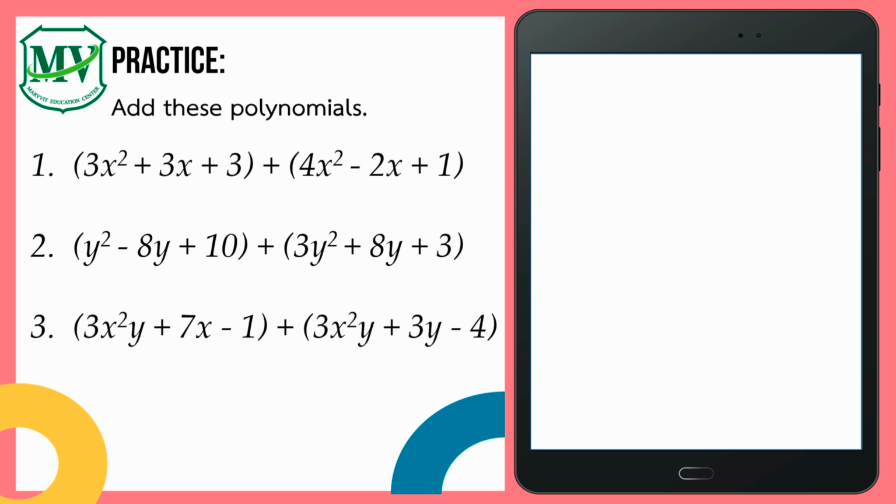The quantity of 3x squared plus 3x plus 3 plus the quantity of 4x squared minus 2x plus 1. Step number 1. Remove the brackets. Step number 2. Identify the like terms. So for this problem, the like terms are 3x squared and 4x squared, since they are both raised to the power of 2.